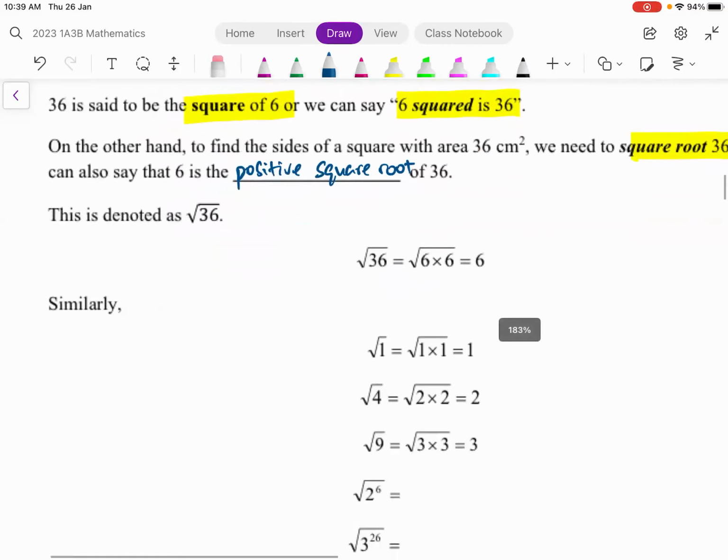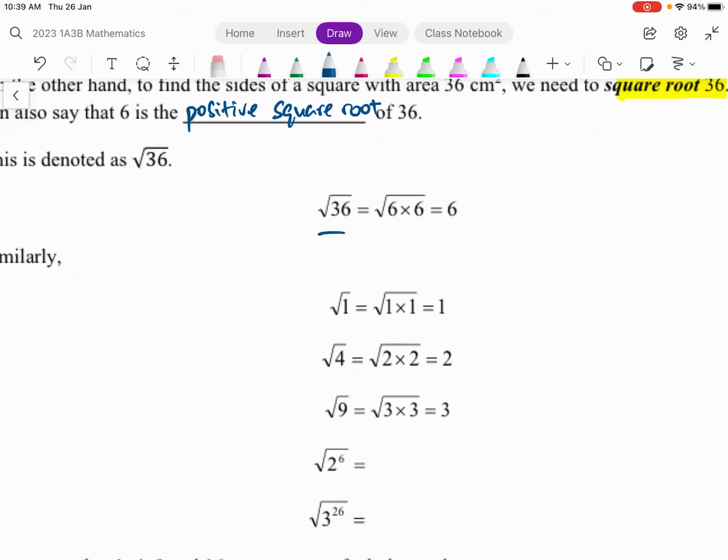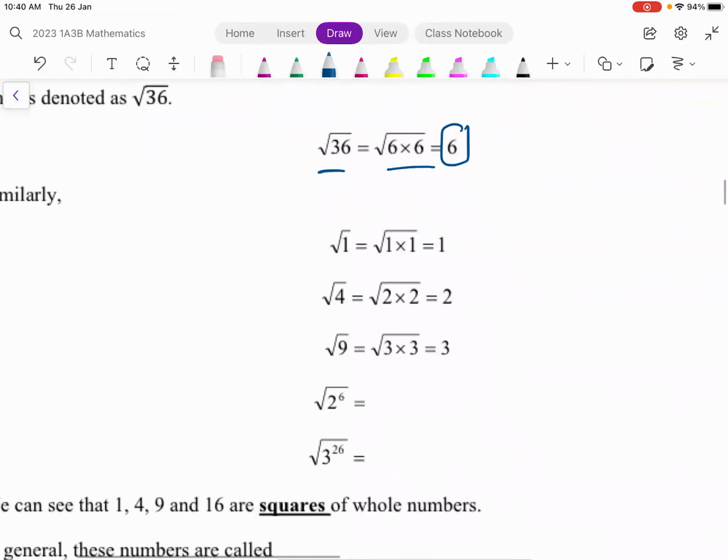So 36, we can split it inside the square root symbol as 6 times 6. So when you see that, our answer is simply 6. Okay, let's look at a few more examples. Square root of 1 is actually square root of 1 times 1, so we get the answer as 1. Square root of 4 is the same as square root of 2 times 2, so the answer is 2, so on and so forth.